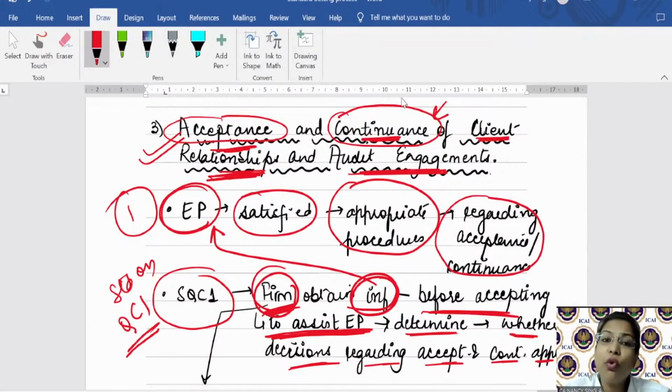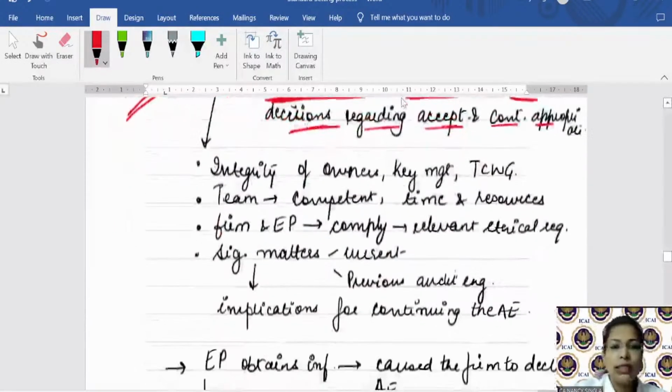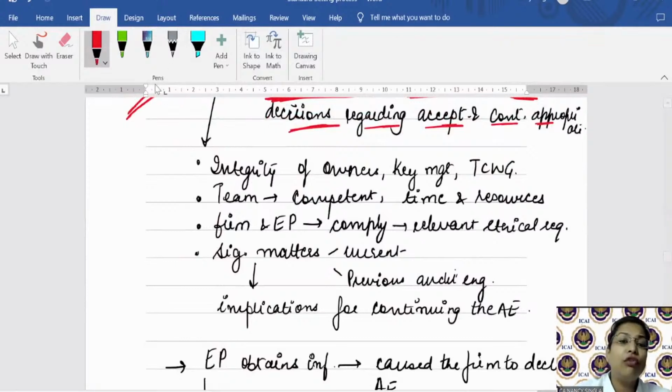So what we have seen is that SQC 1 has said that the audit firm needs to obtain certain information before accepting the client relationship. Why? Because it will assist the engagement partner in determining whether appropriate decisions have been taken with respect to continuance and acceptance of client relationship. Okay. What is this information? Integrity of owners, key management and those charged with governance.